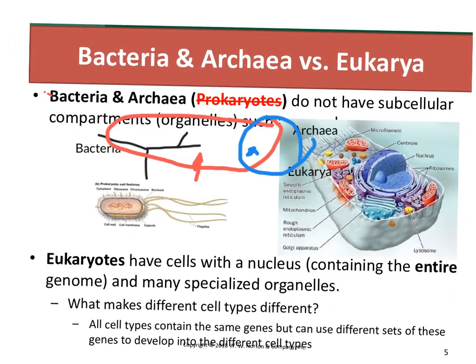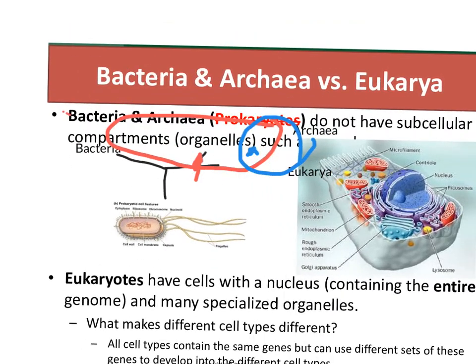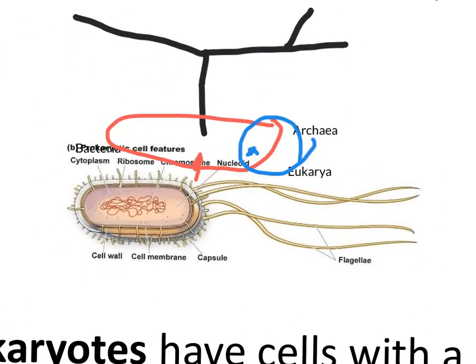So, on the left is bacteria. It's got a cell wall, a cell membrane, so it's a cellular life form. It's got flagella. It's a kind of bacteria. It's got ribosomes. It's got DNA in the cell, but not in a nucleus, in the cytoplasm itself. Okay?